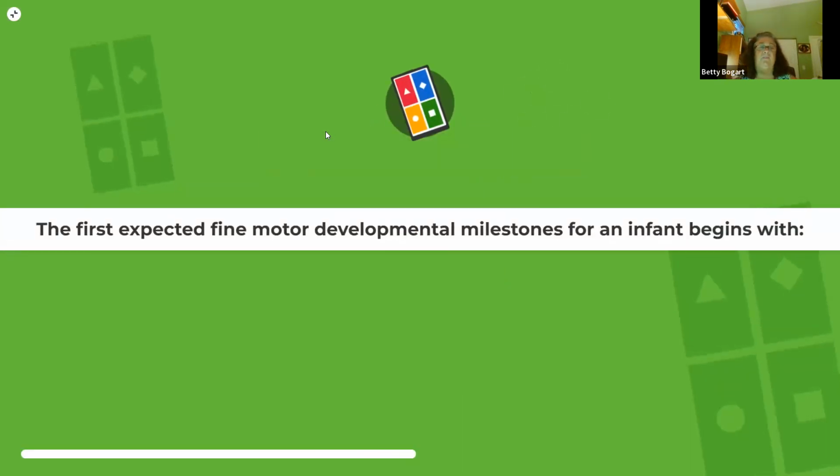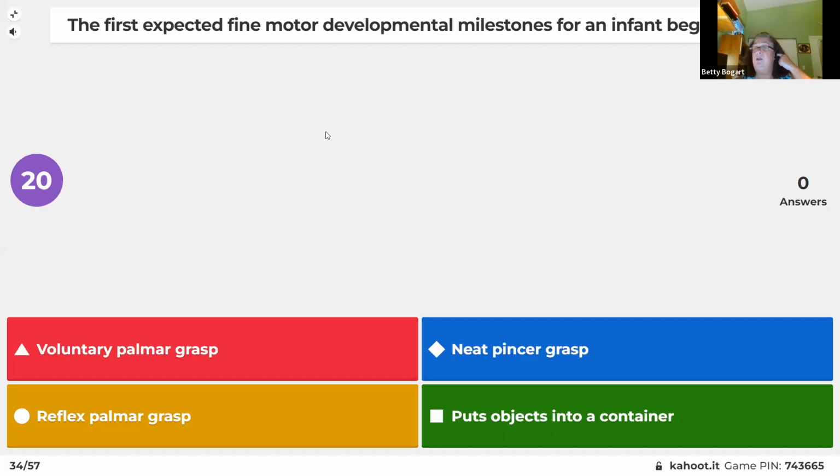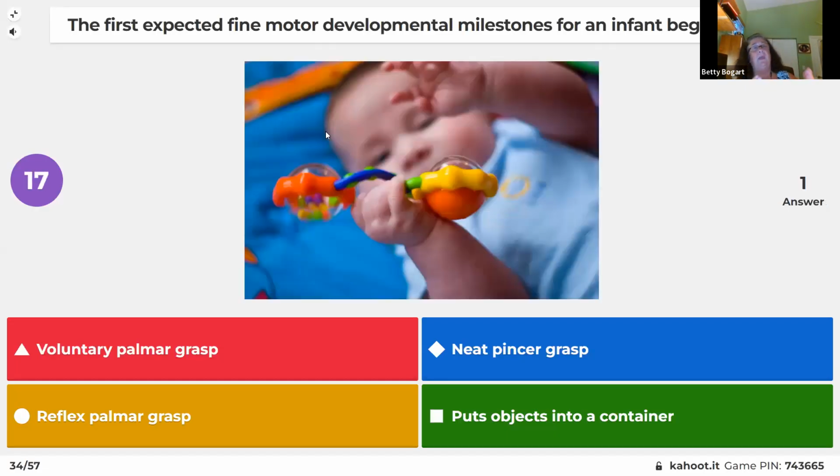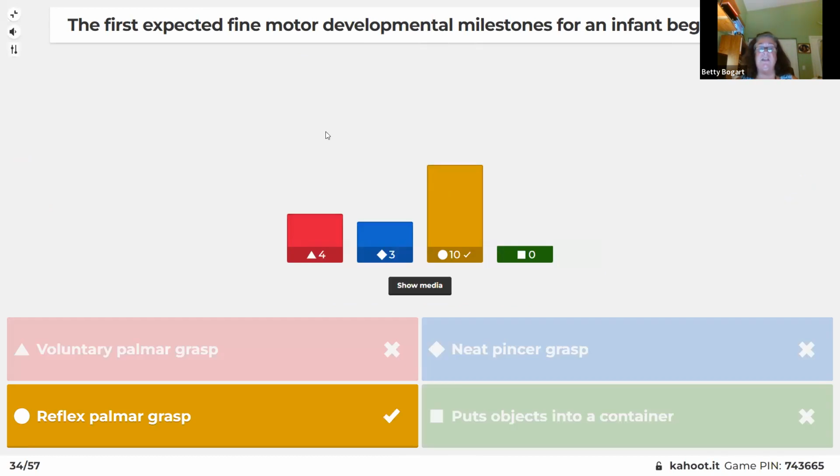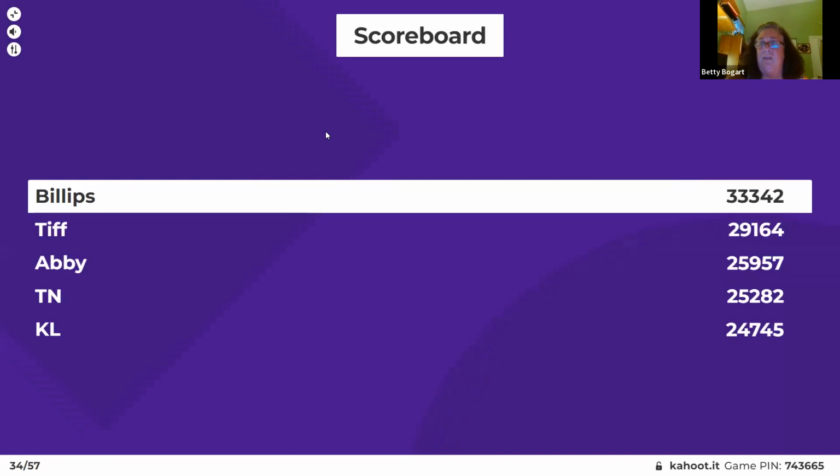The first expected fine motor developmental milestone for an infant begins with what? F, fine fingers, right? Gross, G, go, go, go, movement. So the first thing that happens is that reflex palmar grasp. The mother puts that finger in the newborn baby's hand and they squeeze it, and they're just so happy. My baby just gave me a hug, but it is a reflex. Then it goes into voluntary.